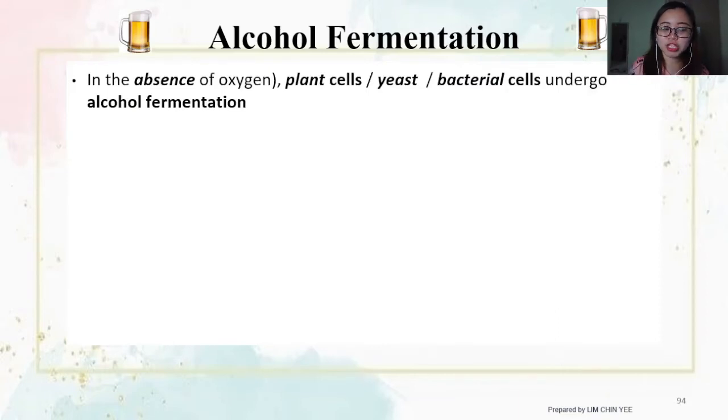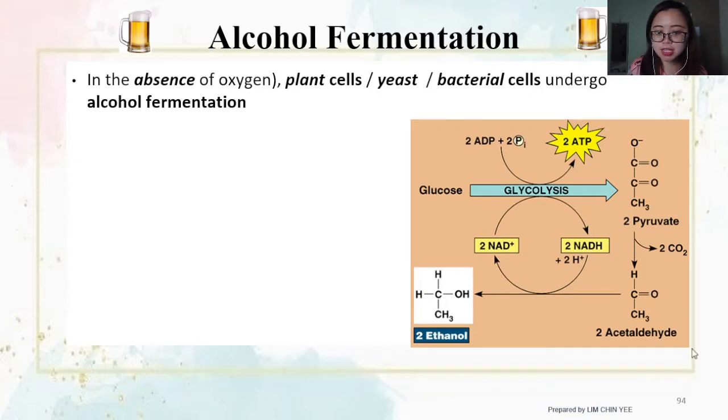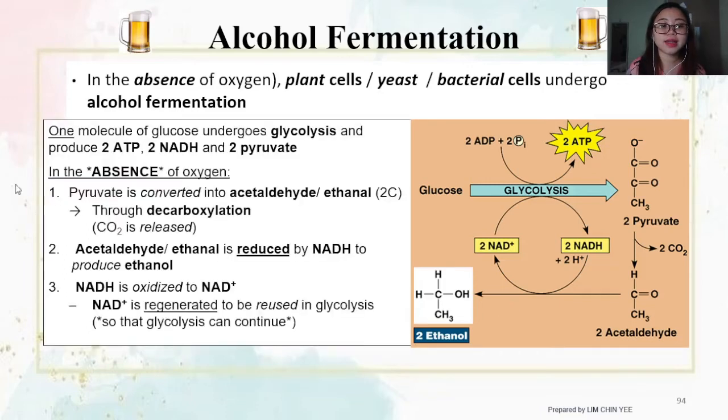For alcohol fermentation, it is when in the absence of oxygen, plant cells or yeast or bacterial cells will undergo alcohol fermentation. So this is what the reaction looks like. We have glycolysis to produce 2 molecules of pyruvate. That pyruvate is going to be decarboxylated to become 2 acetaldehyde. 2 acetaldehyde will accept electron from NADH and then become 2 molecules of ethanol. And this is the text explanation.